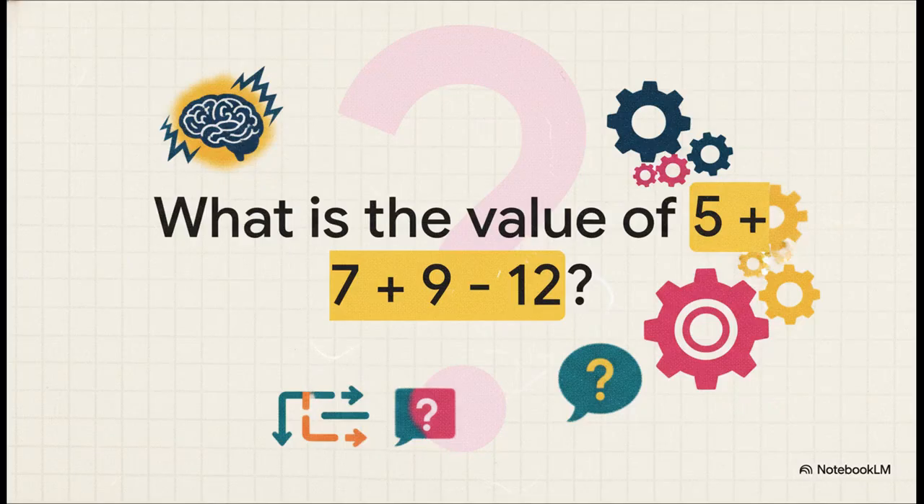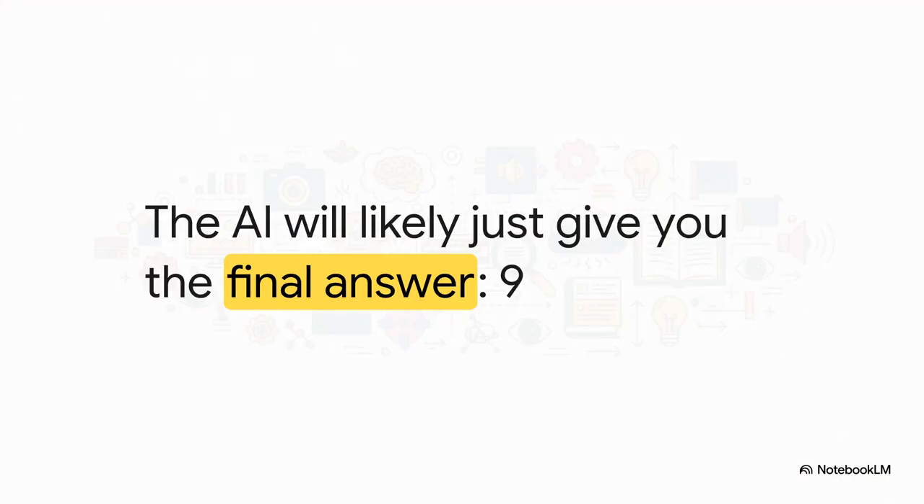Let's see this in action with a really simple math problem. If you just ask the AI this question, what do you think happens? Well, it'll probably just give you the final answer, 9. Which, yeah, it's correct, and that's fine for a simple problem, but we have 0 visibility into its process. If this was a much more complex question and the answer was wrong, we'd have no idea where it went off the rails.